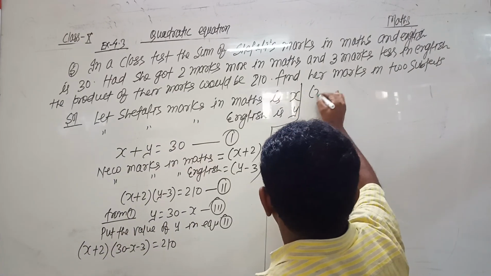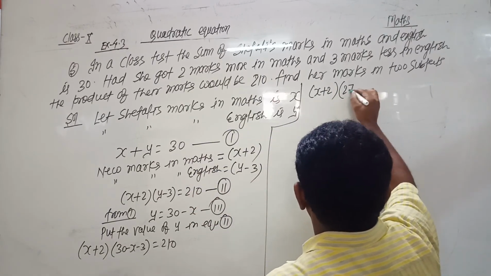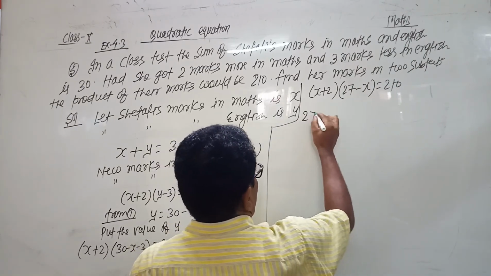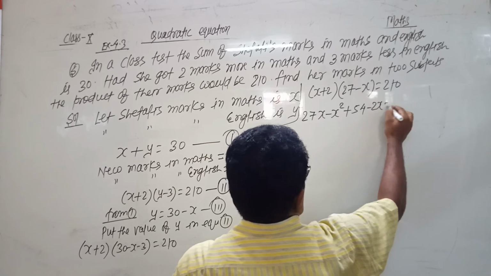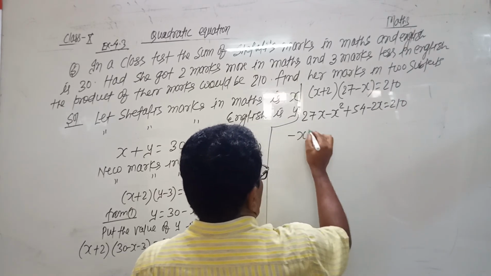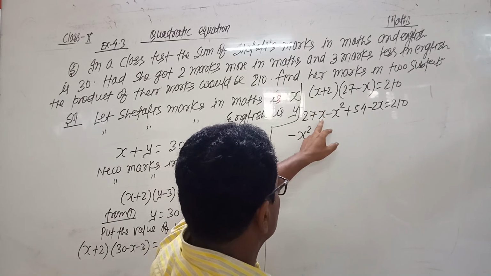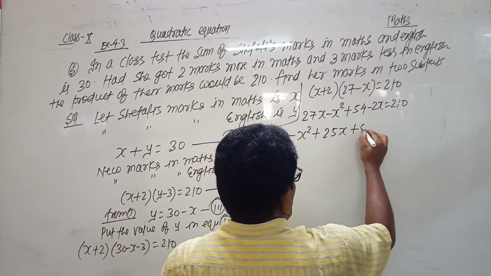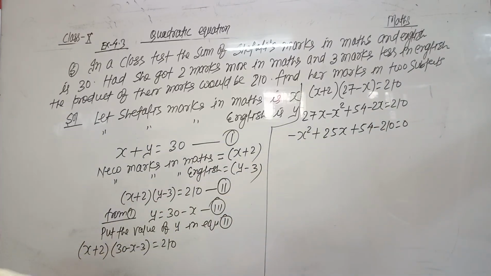So X plus 2, and 30 minus 3 is 27, so 27 minus X equals to 210. Remove the bracket. 27x minus x square plus 54 minus 2x equals to 210. Minus x square plus 27x minus 2x is 25x, plus 54 minus 210 equals to 0. 210 will go on the left side, its sign gets changed, it becomes negative.